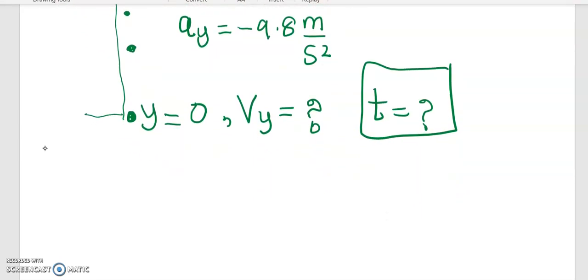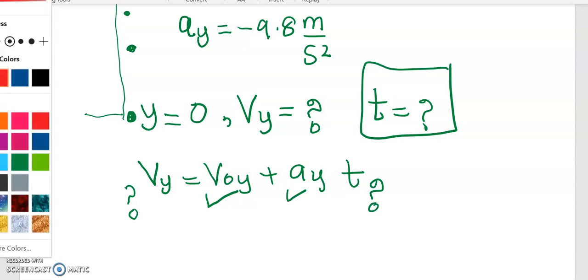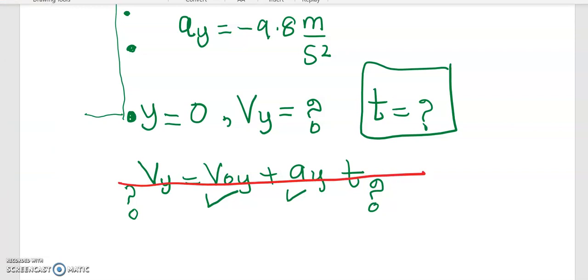Now since I'm solving for time, I'm going to just write down my first equation. v y is equal to v naught y plus acceleration times time. And I don't know the final y velocity. I do know the initial one. It's 0 because you just dropped the object. Acceleration is negative 9.8. I don't know the time. What did I say? If you have two unknowns, don't choose that equation. So I'm going to cross it out.